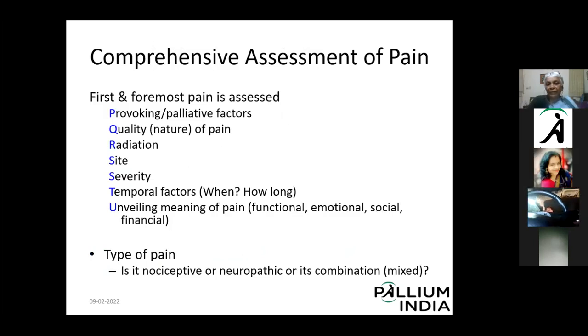Now, when you want to use a ladder, since it's based on the severity of pain, we need to first assess the pain. That is what is called a comprehensive assessment of pain, for which there's a mnemonic called PQRSTU, by which we can assess the pain. Then based on the severity or intensity of pain, you can apply the ladder. The other important thing we need to know is, what is the kind of pain that the patient is having? Is it nociceptive or neuropathic or a combination of the two? Based on that, you can give whatever drug you want to give, whether it is the adjuvant drug or the analgesic drug.